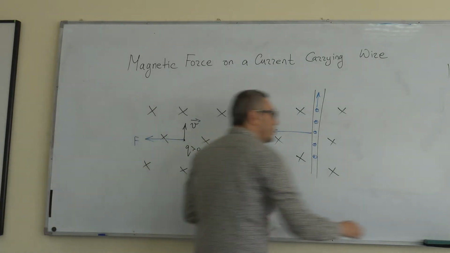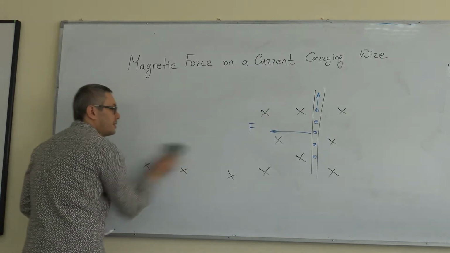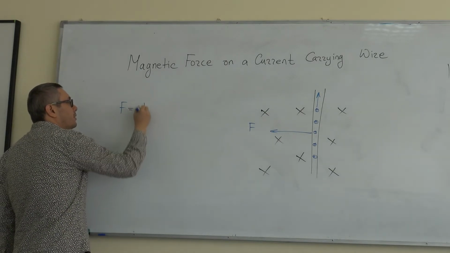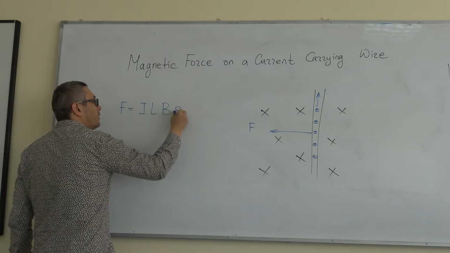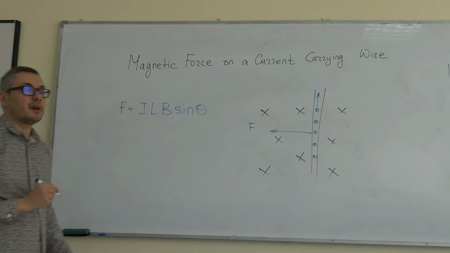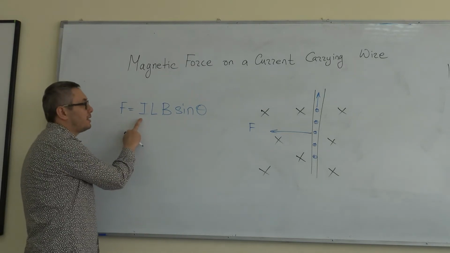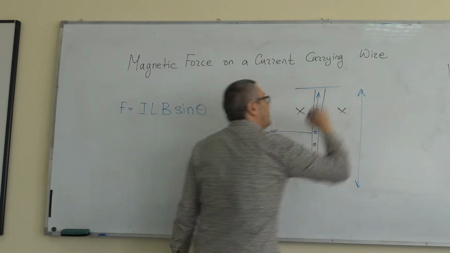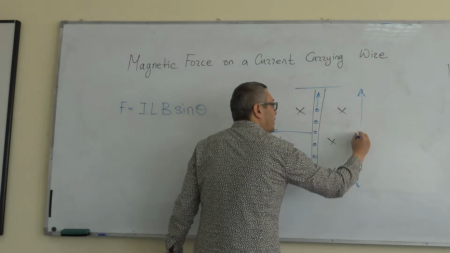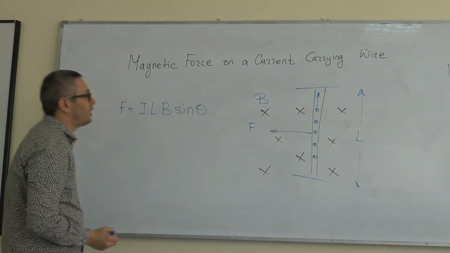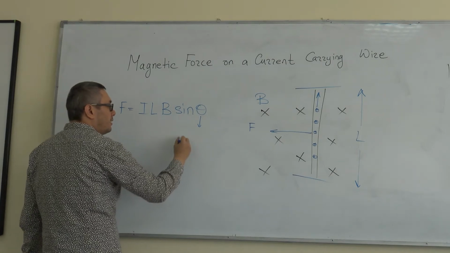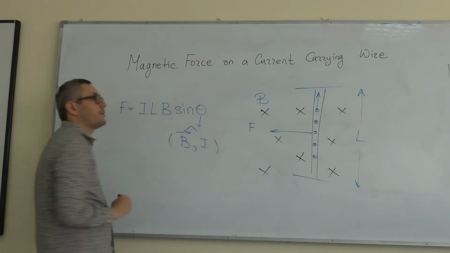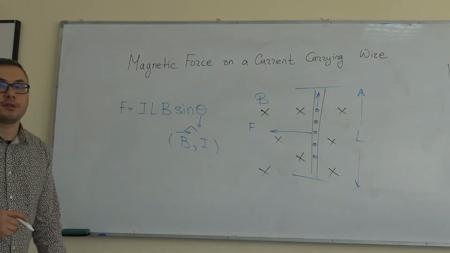Now, we can show that the magnitude of this force is given by F equals I L B sine theta, where I is the magnitude of the current, L is the length of the wire, B is the magnitude of the magnetic field, and theta is the angle between the B field and the direction in which the current is flowing.